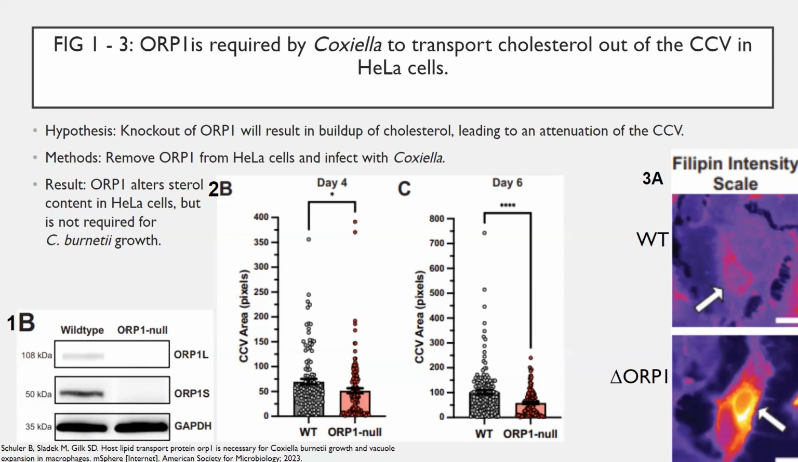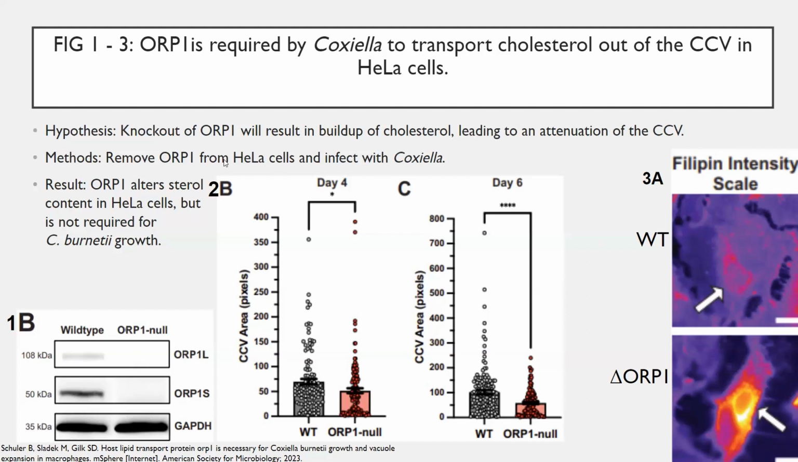Moving on, I'll move to 3A, and that is the same experiment that I discussed in the past slide, but it is also done in HeLa cells. You can see there's a drastic change in the filipin intensity between the wild type and the knockout, the knockout being this very dramatic bright orange. That's a really nice indicator, a very nice qualitative difference.